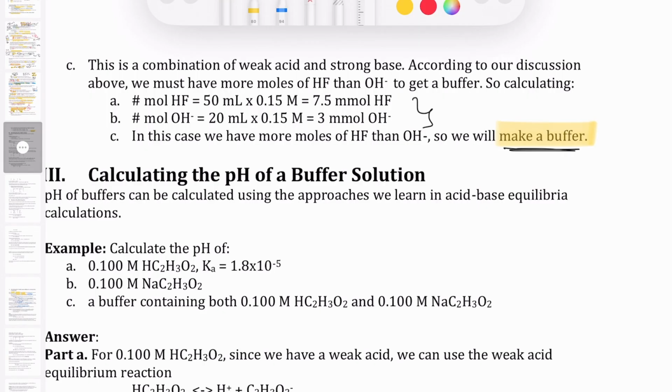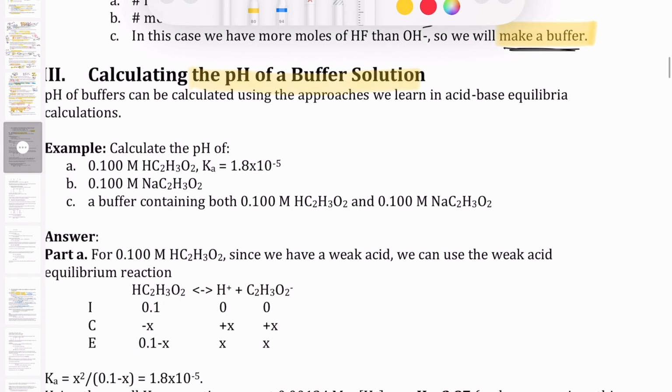Okay, now that we've learned what kind of combination of acids and bases will actually create a buffer, the next step we need to learn is how to calculate the pH of a buffer solution. So if I tell you that I make a buffer with a weak acid and its conjugate base, what's the pH of that buffer solution?